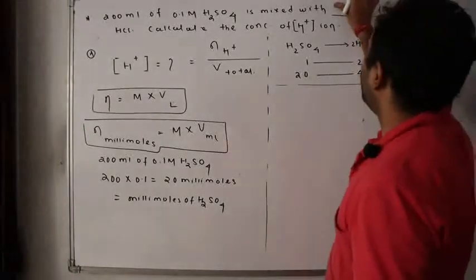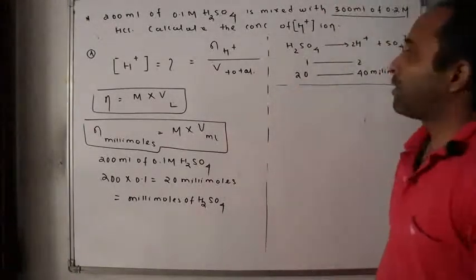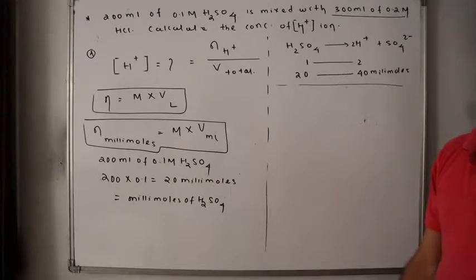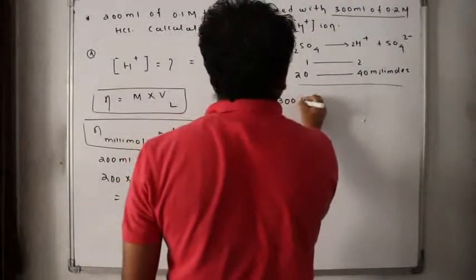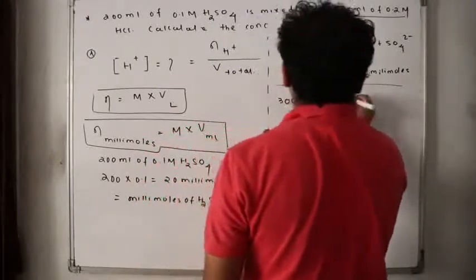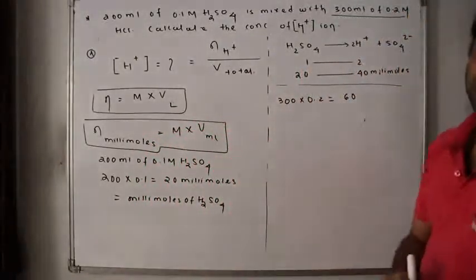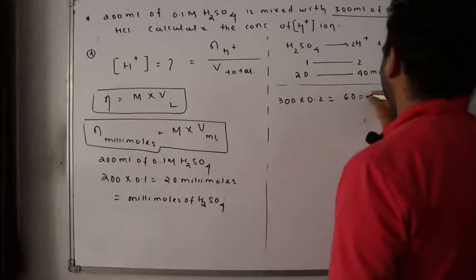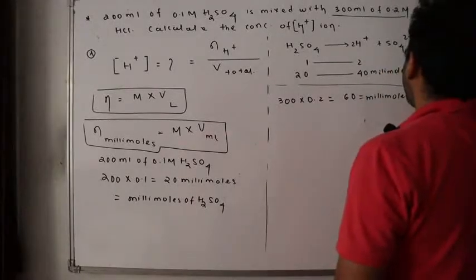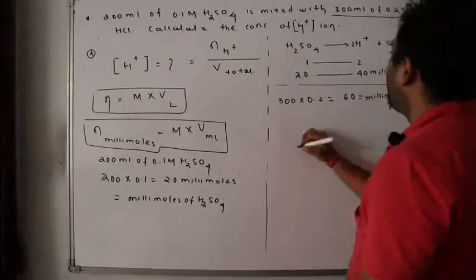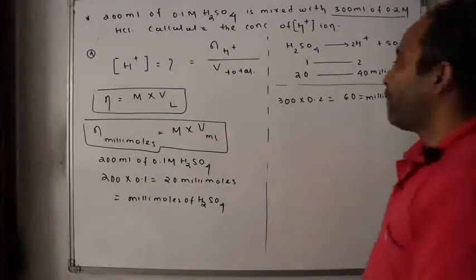No, let it be 300. Okay, so that will be easy for me to calculate. 300 into 0.2 molar. So now tell me, 300 into 0.2, it is 6. That means how much? 60 millimoles of HCl. Isn't it?